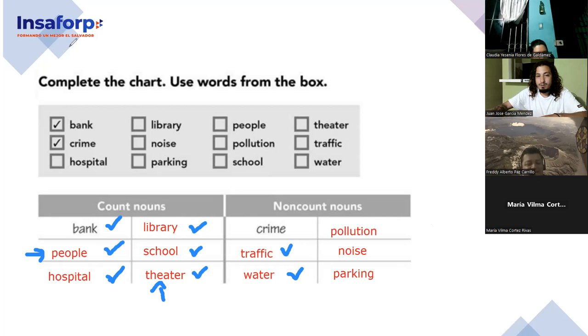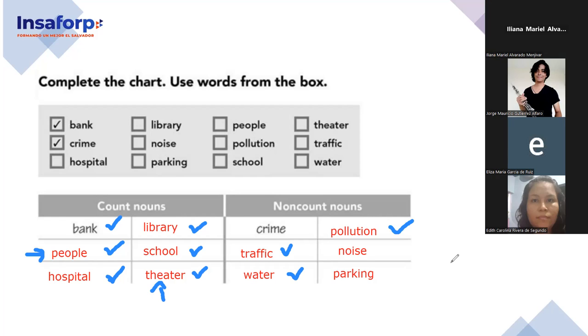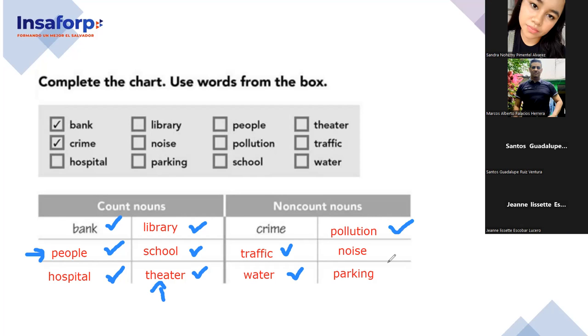Okay, give me a sentence, please. Thank you. Yes. How much pollution is there on downtown? Okay, very good. Yeah. Is there downtown? Very good. Thank you so much. Perfect. Okay, Marcos. Hello, Marcos.